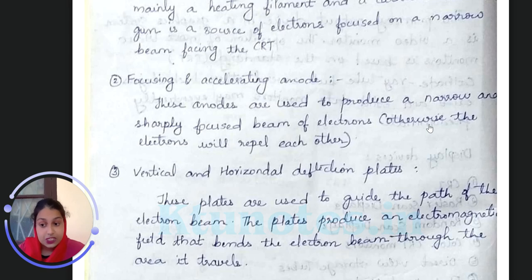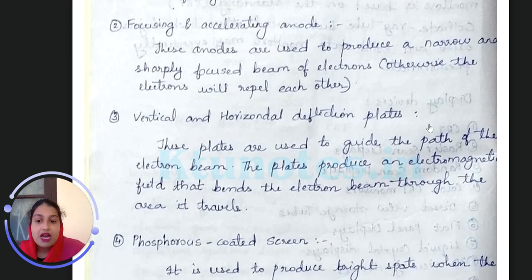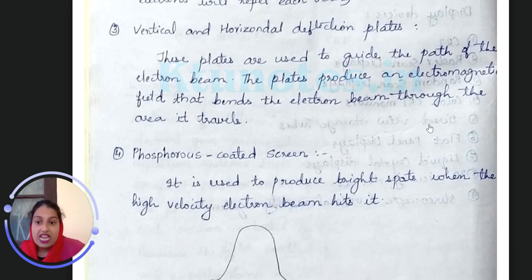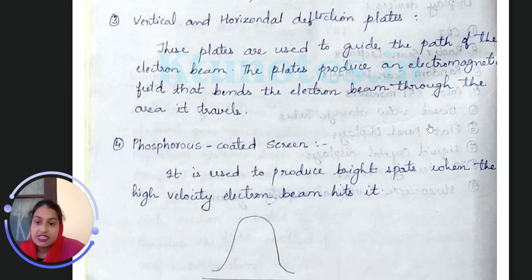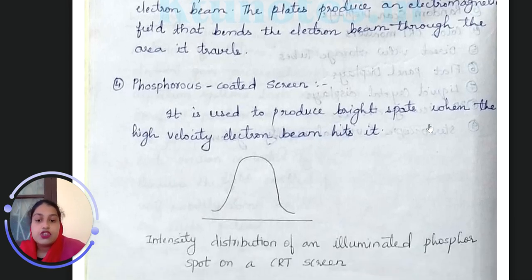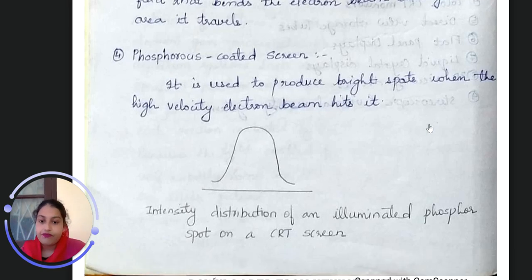Vertical and horizontal deflection plates. These plates are used to guide the path of the electron beam. The plates produce an electromagnetic field that bends the electron beam through the area it travels. Phosphor coated screen: it is used to produce bright spots when the high velocity electron beam hits it.